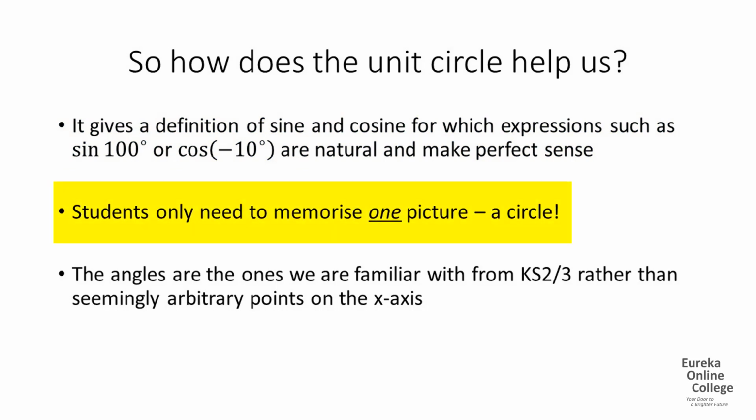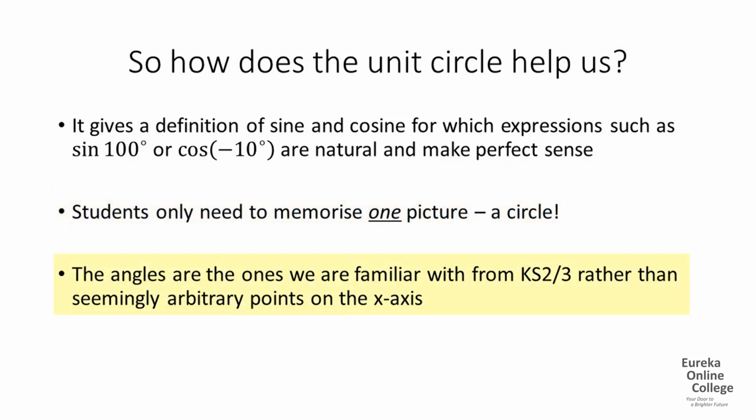Another benefit is that there's only one picture to memorize, and it's a circle, so hopefully not particularly difficult there. So we've gone from 3 graphs, the graphs having all these seemingly abstract or arbitrary points that we have to remember, to a nice circle. And really the only thing we have to memorize is what 90 degrees looks like, what 180 degrees looks like, but students will already be very familiar with these. In fact, these are the angles from Key Stage 2 and Key Stage 3, rather than what I would say seemingly arbitrary points on the x-axis.